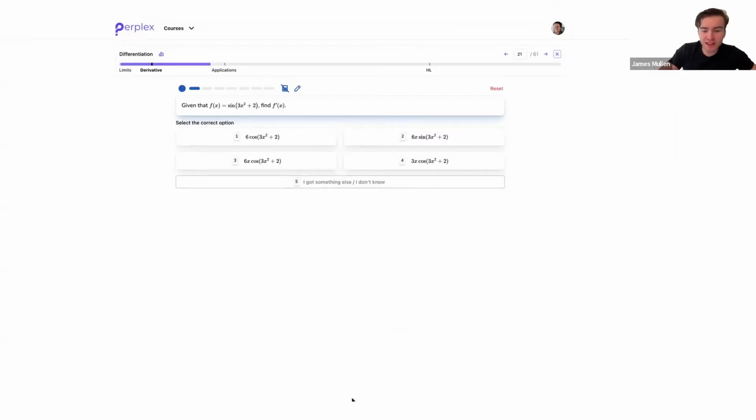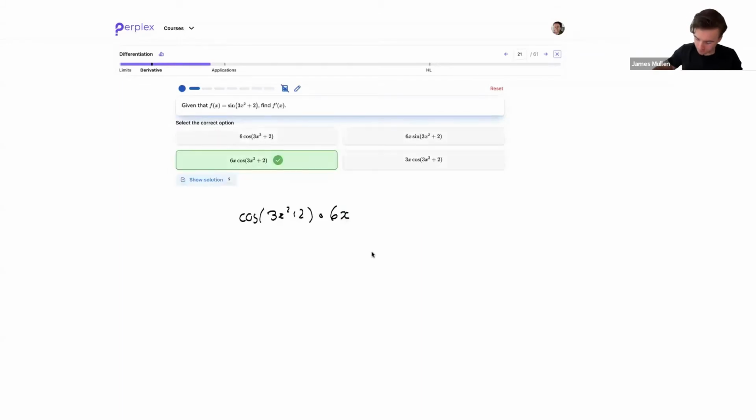My outside function is sine, and the derivative of sine is cosine. I have cosine of the inside function, which is 3x squared plus 2, and I multiply that by the derivative of the inside function. The derivative of 3x squared plus 2 is just 6x, because a constant differentiates to 0. So my answer is 6x cos(3x squared plus 2). Okay? 6x cos(3x squared plus 2).